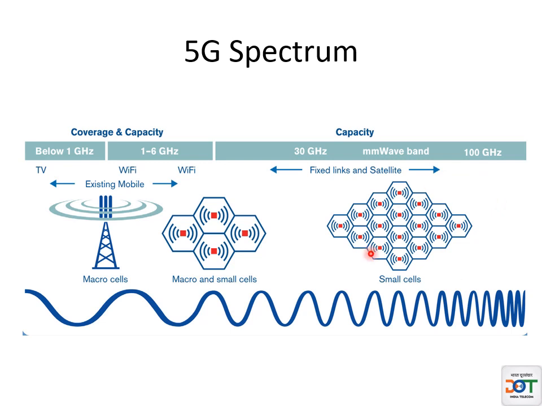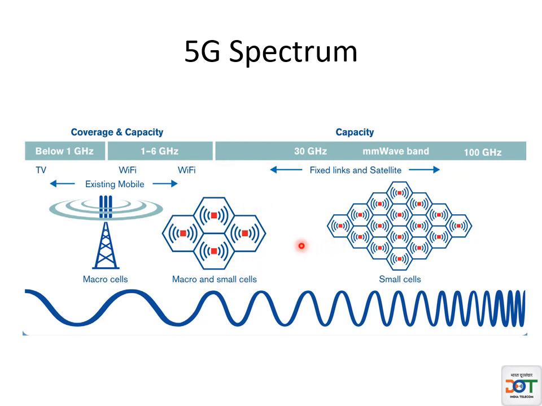Okay, so now let's quickly look at the 5G spectrum. 5G spectrum, as I said, will be starting from 400 megahertz to 200 gigahertz, and there will be different usage scenarios for different frequency bands. For example, the frequency band below 1 gigahertz will be for coverage. Such frequencies may be used for larger coverage, and then the frequencies in 1 to 6 gigahertz may be deployed as macro and small cells for capacity.